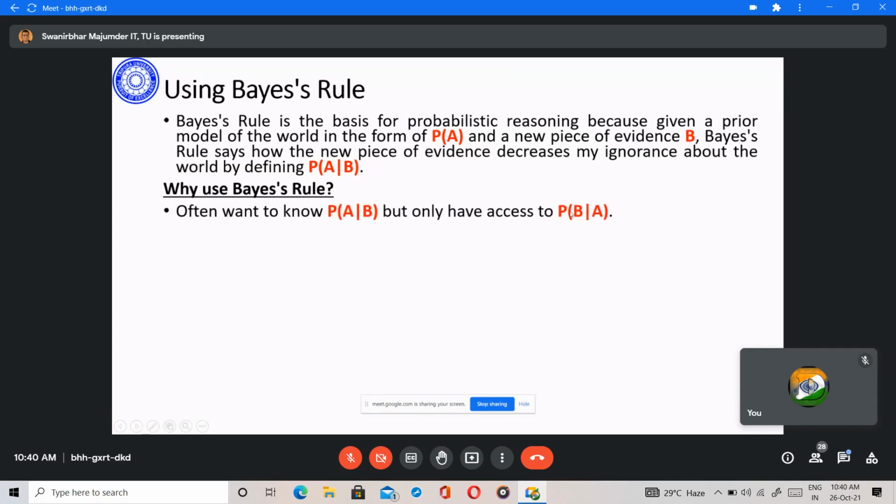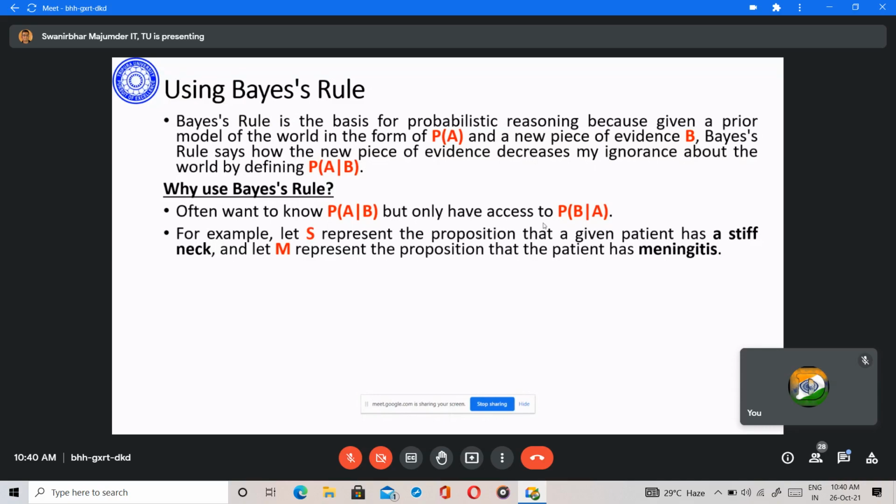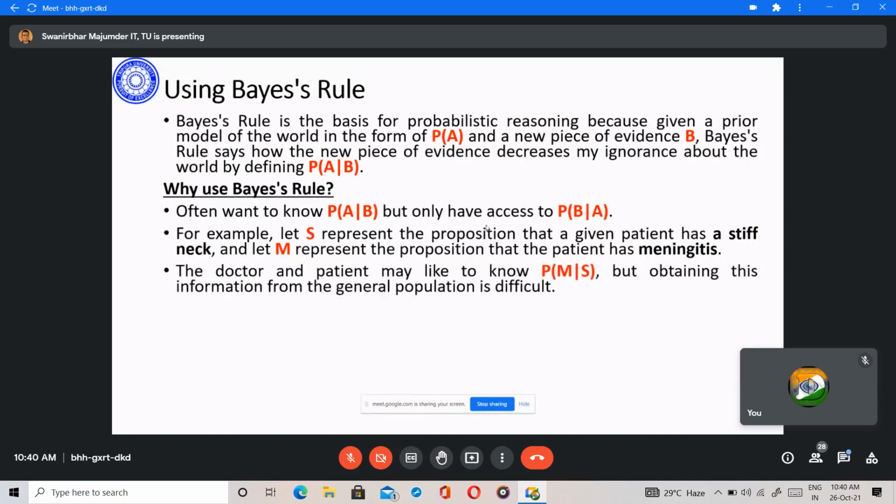So when we want to know the probability of A conditional on B, but we only have access to B conditional on A, for this kind of case we apply Bayes rule. Say, for the stiff neck example, if S is stiff neck and M is the proposition that the patient has meningitis, and we can correlate stiff neck and meningitis, then what the doctor would like to know is the probability of meningitis given stiff neck, or the probability of stiff neck given meningitis. One is P(M|S), another is P(S|M).